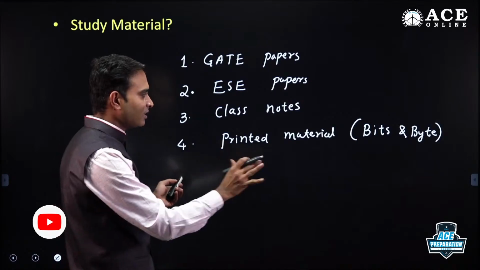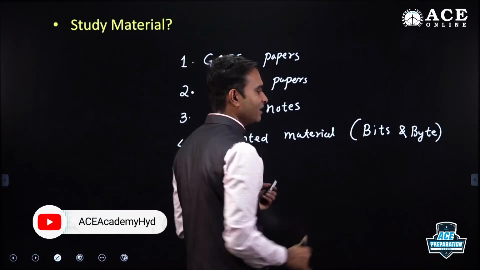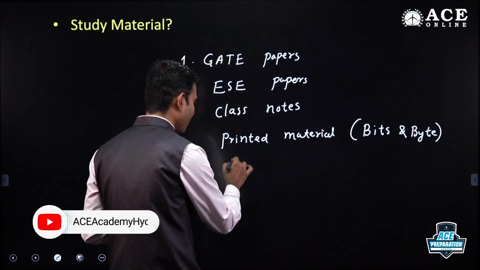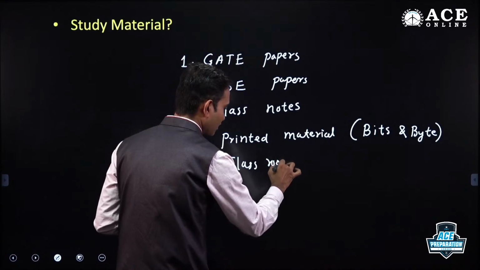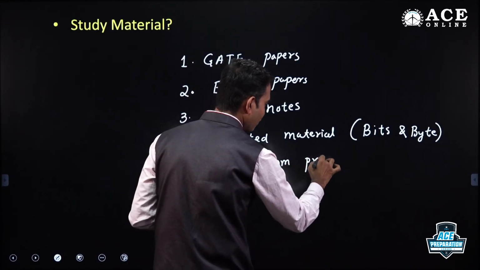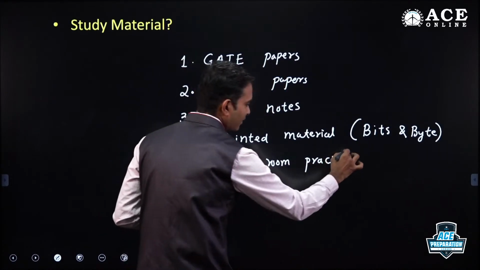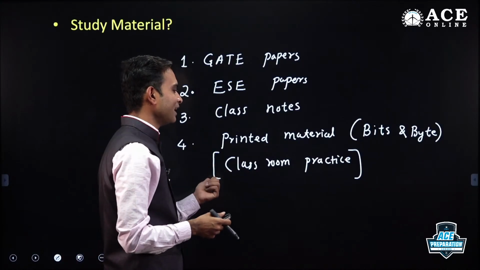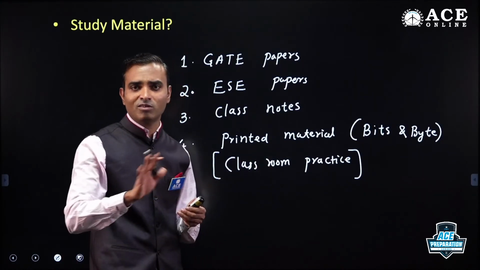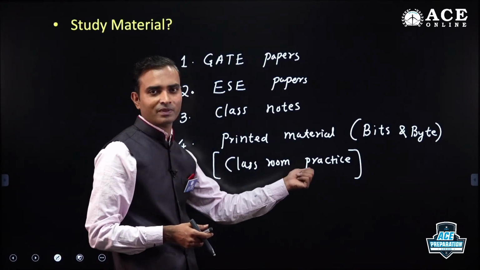And if you are not having time, then instead of going for Bits and Bytes, just solve classroom practice book. So in classroom practice book, what we do is we try to cover all variety. Questions will be simple and medium level, but we try to cover all variety. So if you are running out of time, if you want to have a quick revision, so at least you can solve classroom practice question.